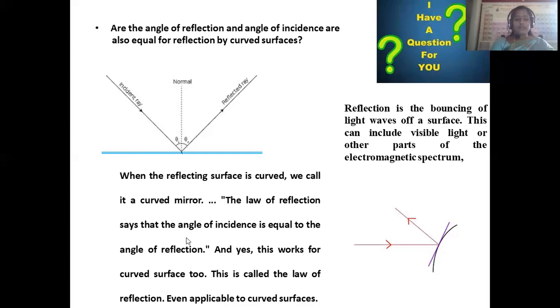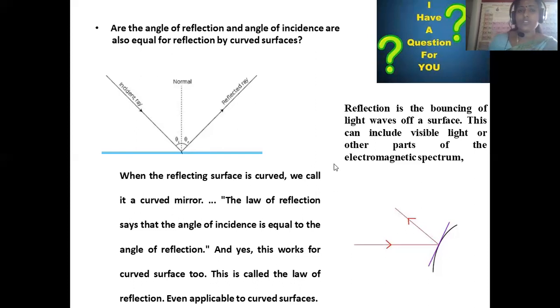And the angle of incidence and angle of reflection both are equal. This is called the law of reflection. So these two angles are exactly equal. This is called the law of reflection. This law of reflection is even extended to curved surfaces also. That is the probable answer for the question. Angle of reflection and angle of incidence are exactly equal even for a curved surface. That is in accordance with the law of reflection, right?